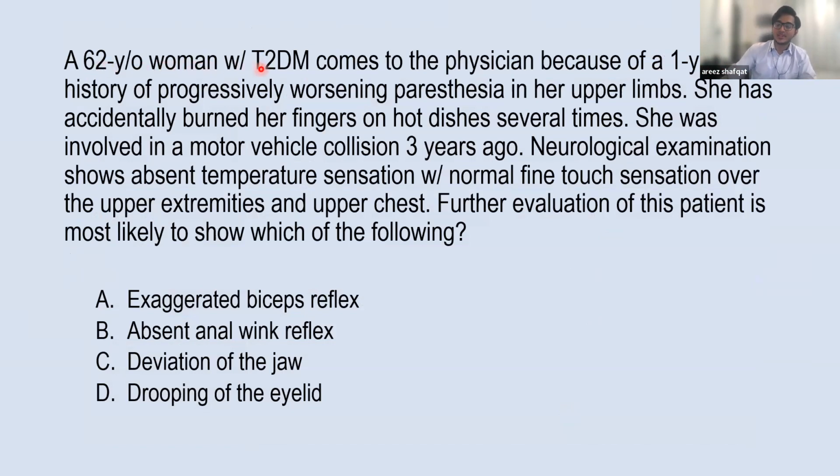A 62-year-old woman with type 2 diabetes mellitus comes to the physician because of a 1-year history of progressively worsening paresthesia in her limb. All right, she has accidentally burned her fingers on hot dishes several times. She was involved in a motor vehicle accident 3 years ago. Temperature sensation is absent from the upper limbs and upper chest bilaterally. All right, further evaluation of this patient is most likely to show which of the following findings. So she has no temperature sensation bilaterally in the upper limbs and in the chest. What more? And she has a history of trauma.